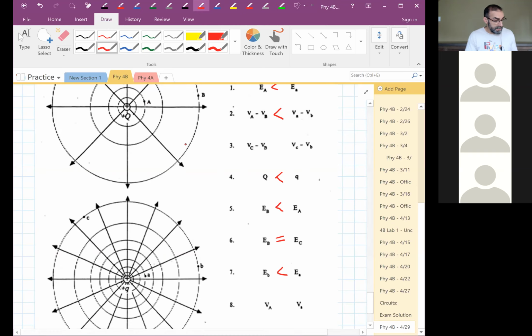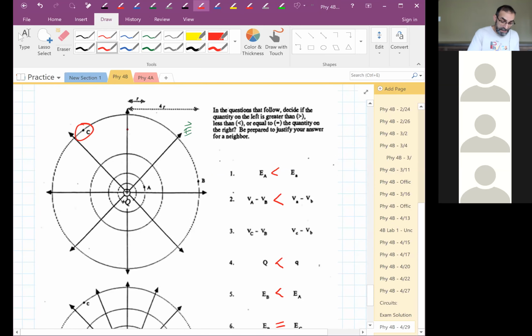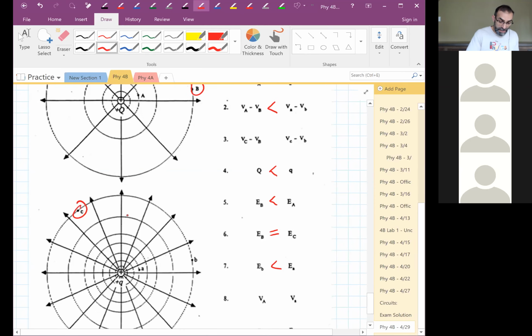How about 3? 3 says capital C to capital B, delta V for that, versus delta V lowercase c lowercase b. And what is it? They are equal, and they are both 0.